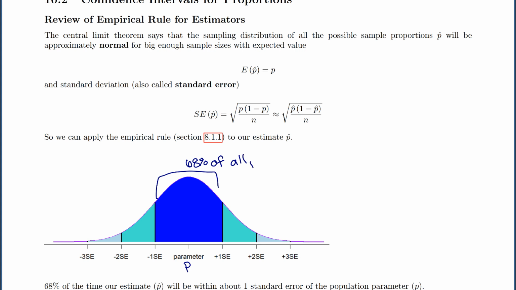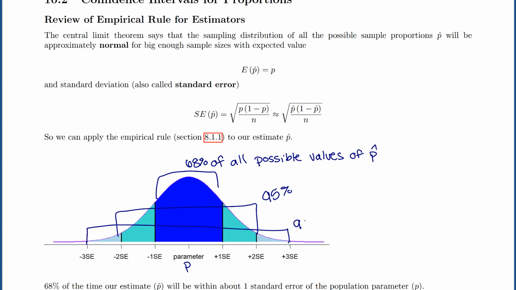hats. So all the possible values of p hat. And if we go out 2 standard errors, that's going to be 95% of all the possible values of p hat. And if we go out 3 standard errors, that will be 99.7% of all the possible values of p hat. And that's all centered around our actual population proportion p.